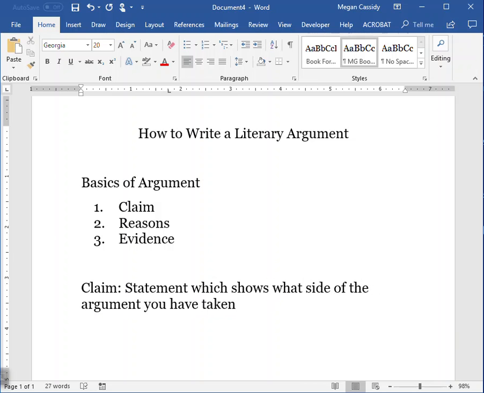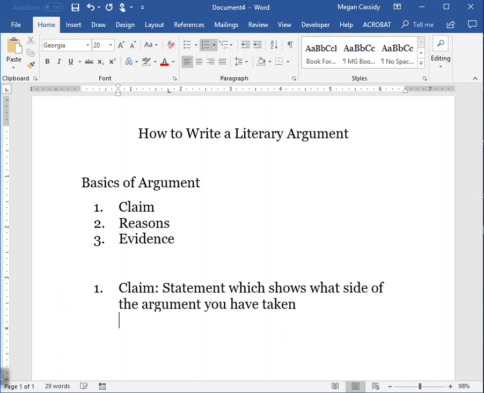So, for example, let me number this. There we go. For example, let's say you're making an argument about smoking, and your claim, the side that you're on, is that cigarettes should be illegal. Now, this is different than an opinion because of the next two parts of the argument. An opinion usually starts with an I statement, and it's going to be something like, I think cigarettes are gross. I don't feel like people should smoke. That's just how I feel, right? It's not backed up by anything.